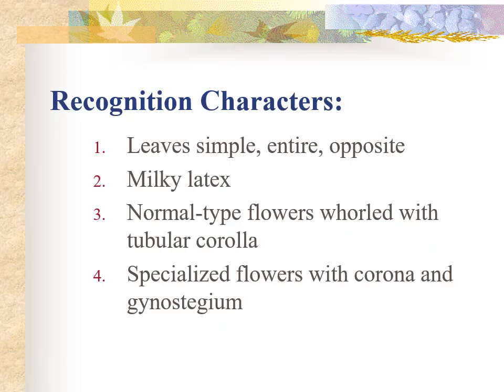So to just review some of the common recognition characters for this family, the leaves are usually simple with entire margins and opposite leaf arrangement. And we have milky latex in most members. And we also have, remember, two kinds of flower types. In the more normal type flowers, they have a tubular corolla with whorled petals, so these slightly overlapping petals. And with the more specialized flowers found in genera such as Asclepias, we have a corona with the hood and the horn, and a gynostegium representing the fusion of the anthers with the stigmatic region.